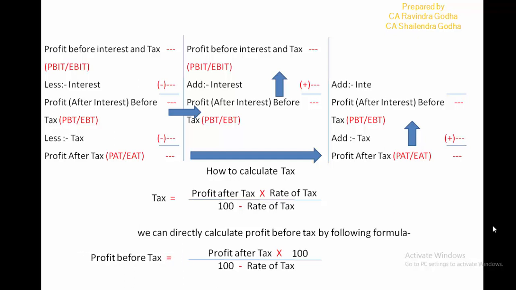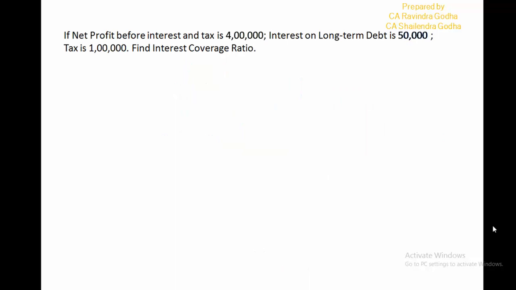And in this profit before tax, when we add interest, then we get profit before interest and tax. So these are the relationships between interest and tax. Now start with the question. In this question, net profit before interest and tax is given. Interest on long-term debt is given. Tax is given. And we have to calculate the interest coverage ratio.